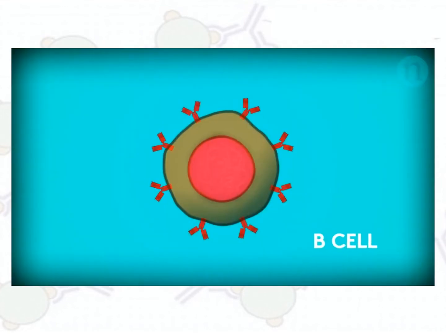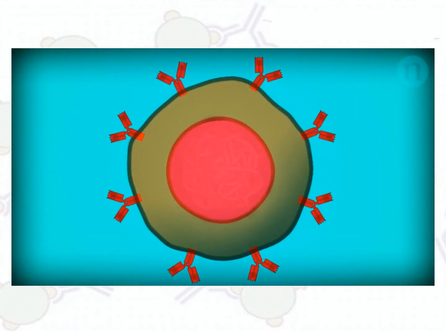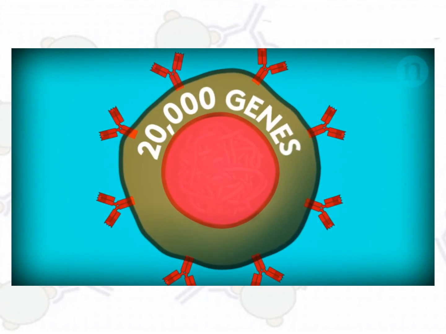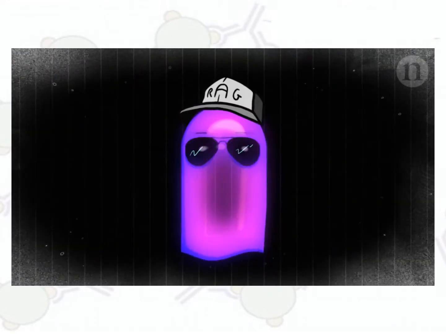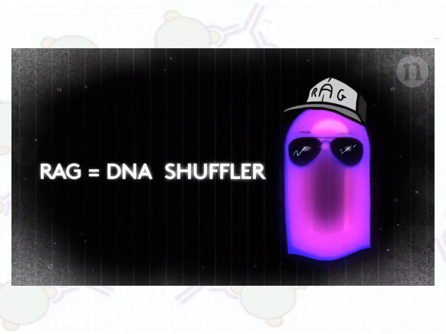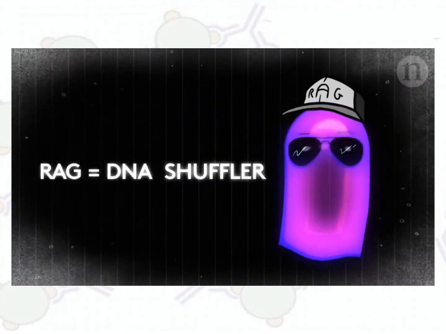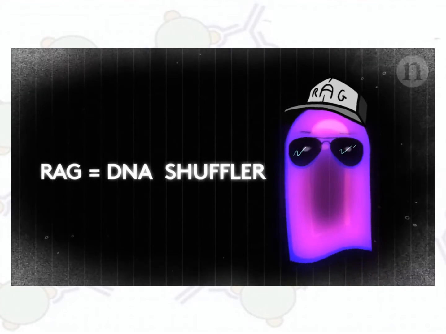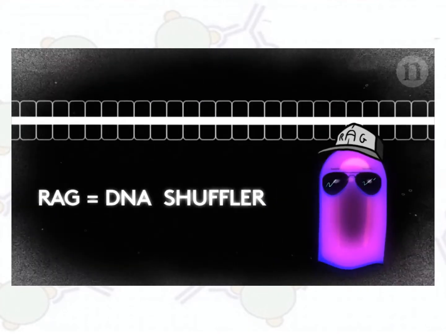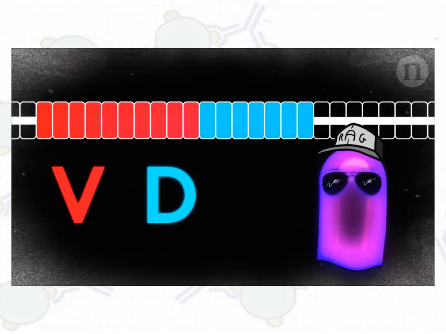Antibodies are made by B cells. Like every other cell, B cells start off with the same 20,000 genes. But they also have an enzyme called RAG. RAG is a DNA shuffler. It targets the genes that make the antibody's binding site. There are 3 kinds of gene segments here, called V, D, and J.